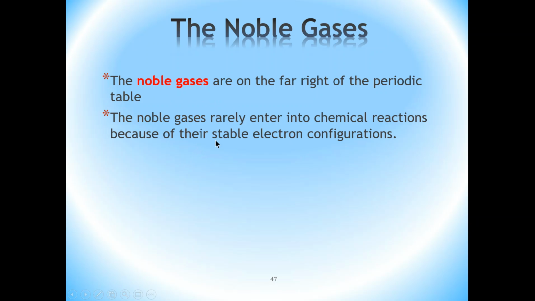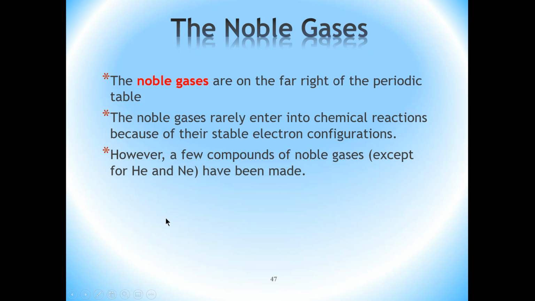They all have 8 electrons on their outer shell, and as such, they have very little tendency to lose, gain, or share electrons in any chemical reactions. So as stated here, they very rarely enter into chemical reactions. In fact, only a few compounds of noble gases have been made, and these are usually the larger ones, the ones further down the periodic table. And as far as I know, I haven't checked this lately, nobody has been able to succeed in making any compounds containing helium or neon. So they are very stable, so stable that they have not been combined with other elements to form a compound.